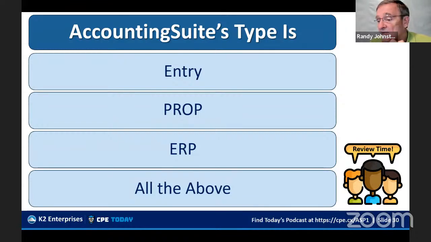You've got lots of capabilities, but the fact of the matter is that the higher you go up market into the props, into the ERPs, the more that's built into them. So what do you think? It looks like most of you have responded. AccountingSuite's type is entry, prop, ERP, or all of the above. And I think the correct answer is prop in this particular case.